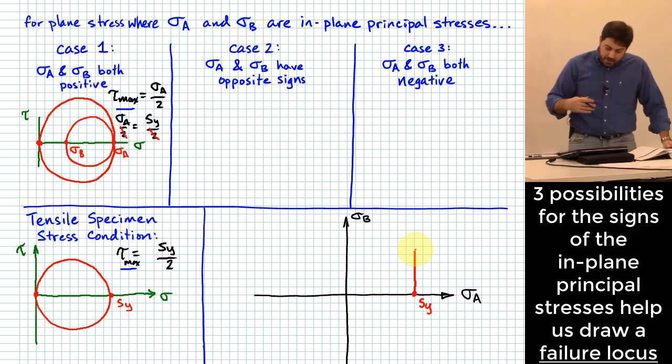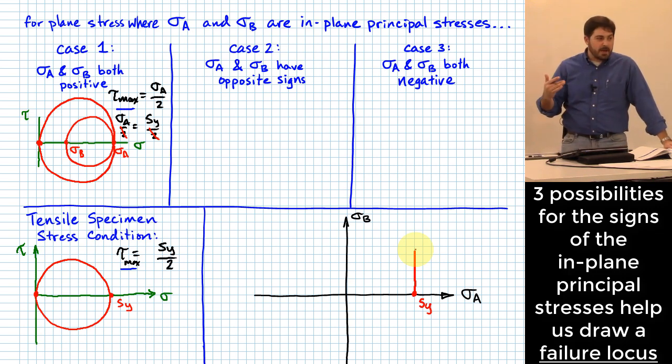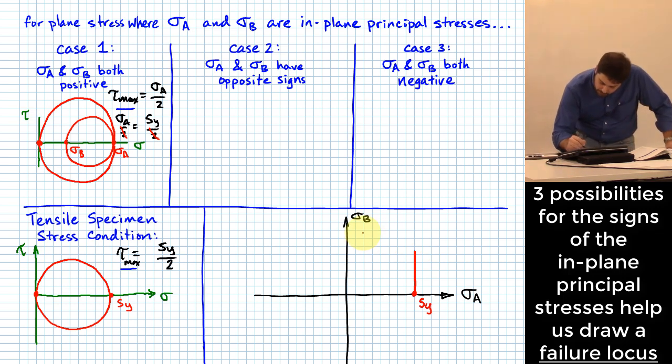But that only goes up so far, because at some point sigma B might be larger than sigma A. See that? And so how high would this go to the point where I would end up with a problem with stress in my vertical direction? Again, up to S sub y.